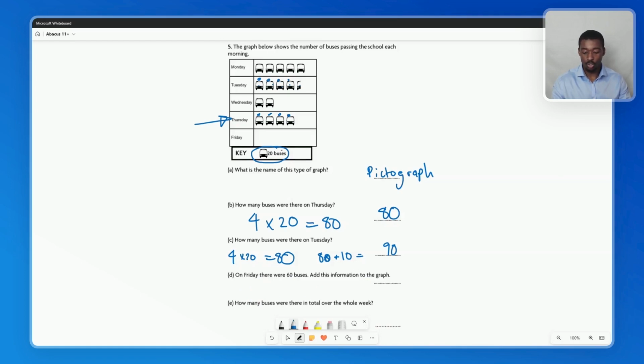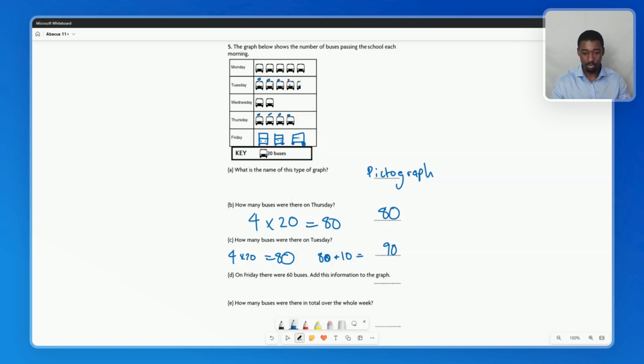Now we're told on Friday there were 60 buses and we have to add this information to the graph. So this should be pretty straightforward for us. 60 buses, each bus is worth 20. So let's do a very bad drawing of a bus here. Got some wheels, something like this. And we're going to do this 3 times. Okay, third one.